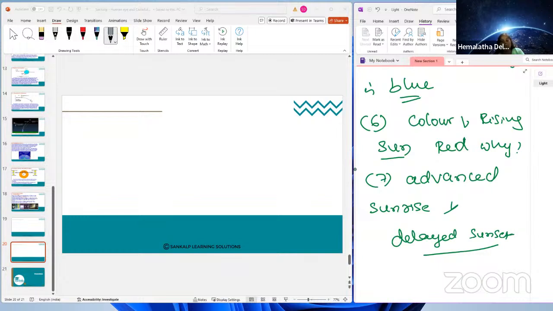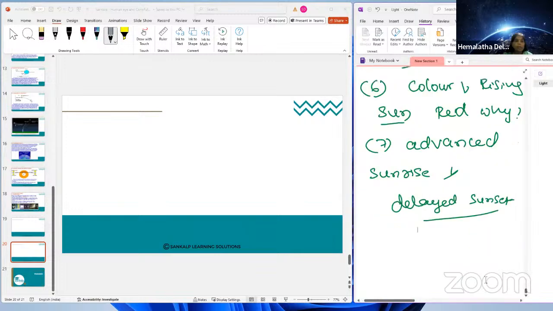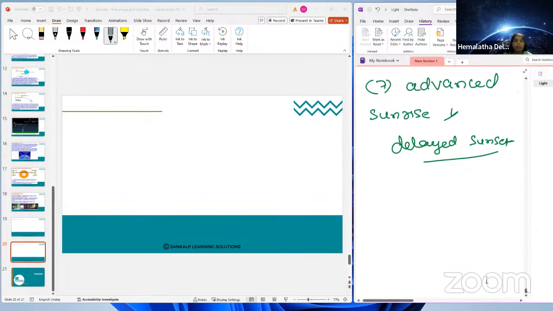Sunset is also similar, so we will see the sun before the actual sunset. That is the delayed sunset. Already the sun has set, but we still see it there. Correct or not? So that is advanced sunrise and delayed sunset. Next is the Tyndall effect. I told, right? These are all the expected questions, and they will ask this one also.